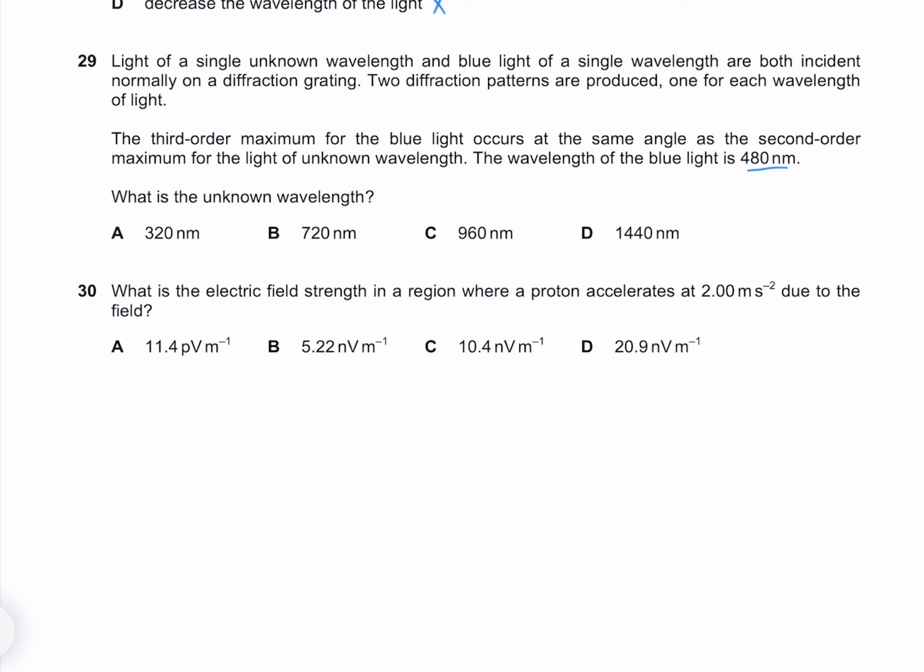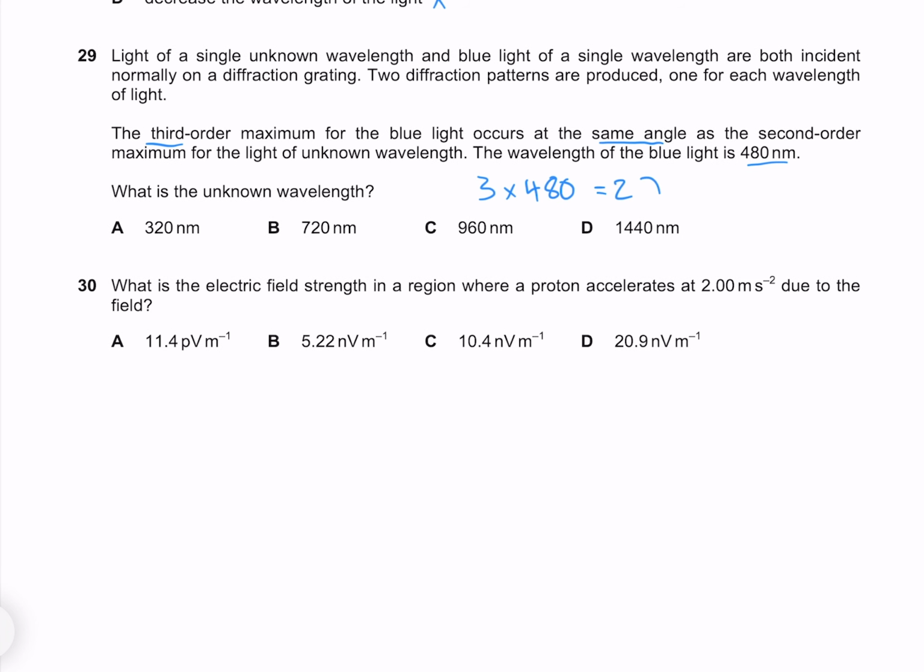Because the path difference to this point must be the same, since our slit separation hasn't changed and we have the same angle, their n times lambdas must be equal. Our n for our blue light is 3, and our wavelength is 480. Our n for our unknown light is 2, and our lambda is what we're trying to find. Solving this for lambda by dividing both sides by 2 gives me 720 nanometers, so our answer must be B.